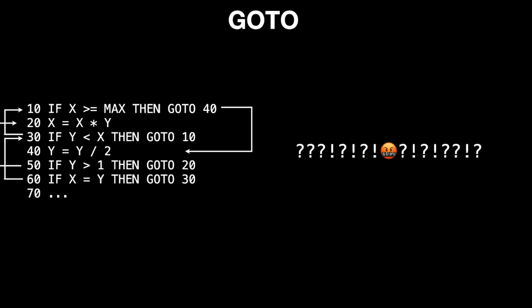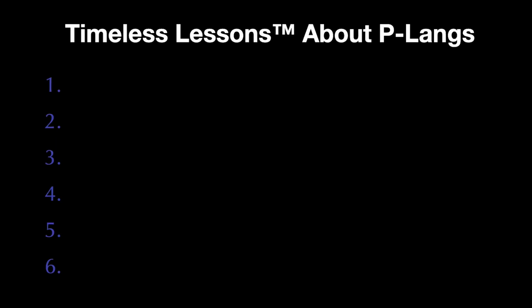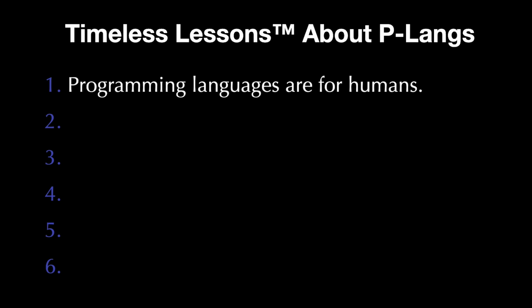What I definitely know is that a person reading that code in the future is going to be lost, right? So here's the first one of my timeless lessons about programming languages: these languages are for humans. We forget that really easily. Programming languages are for humans. They're also for machines, right? That's sort of the defining characteristic of a programming language.